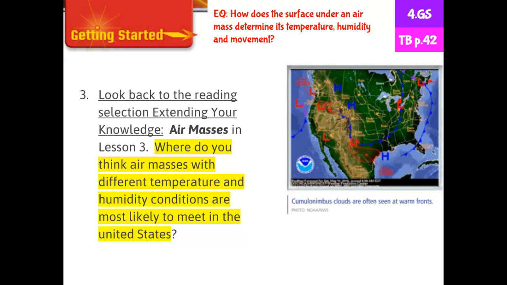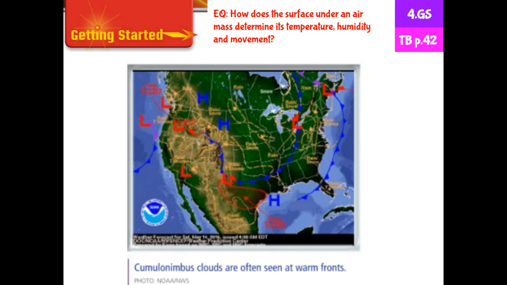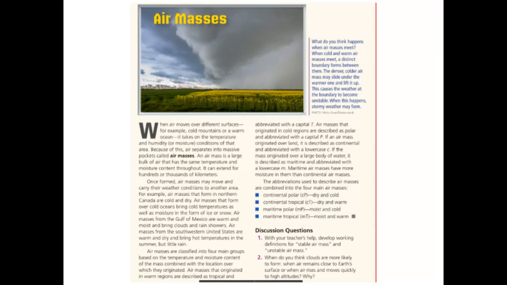And then we're going to look at this map, and then you're going to look back to air masses in lesson 3, and you're going to think about what type of air masses would be in different temperature and humidity conditions, and where they're most likely to meet in the United States. So there's the map. You're going to look at this map and then find the areas where you might have high pressure systems, low pressure systems, cool, dry air, warm, moist air, the different types of air masses.